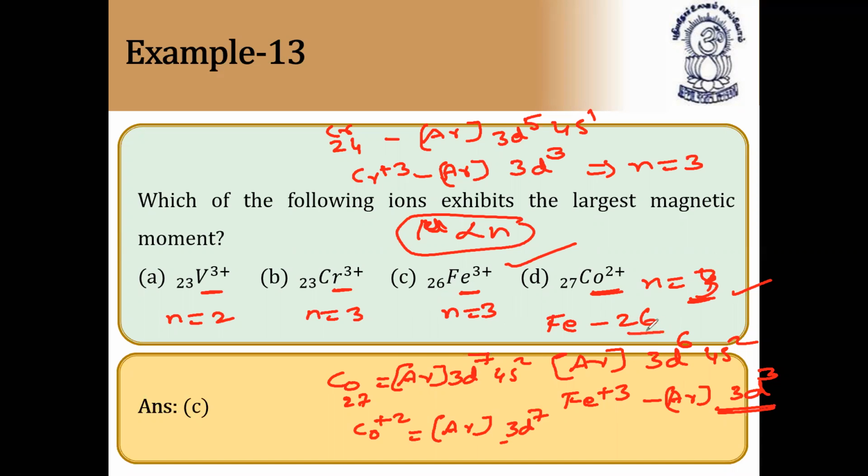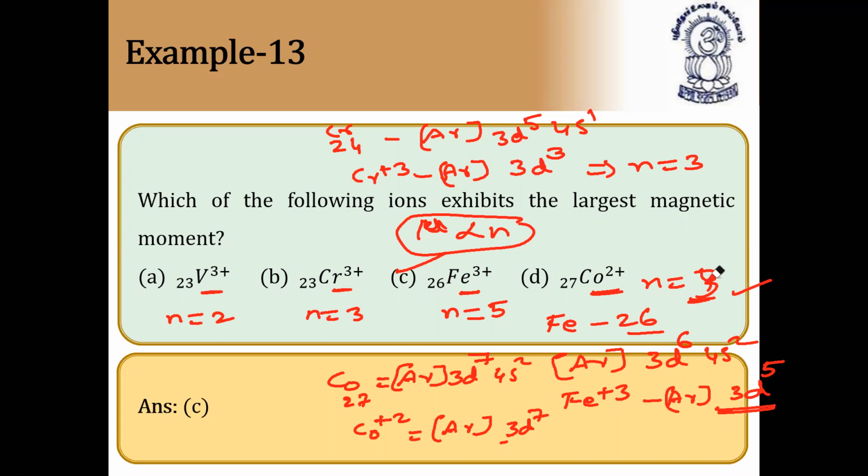Fe atomic number is 26. So plus 3 means 3d5. So n is equal to 5. So in Fe 3+, you can see here, it is 3d5. So n is equal to 5 in this case. So answer is C option. It is not D option. Please note it down. So n is equal to 5.